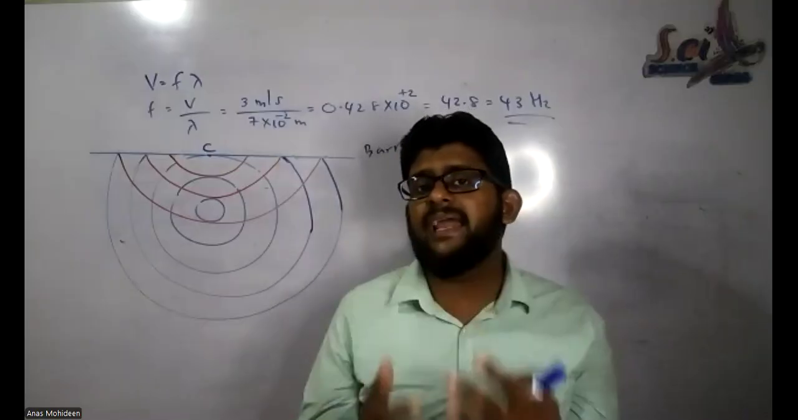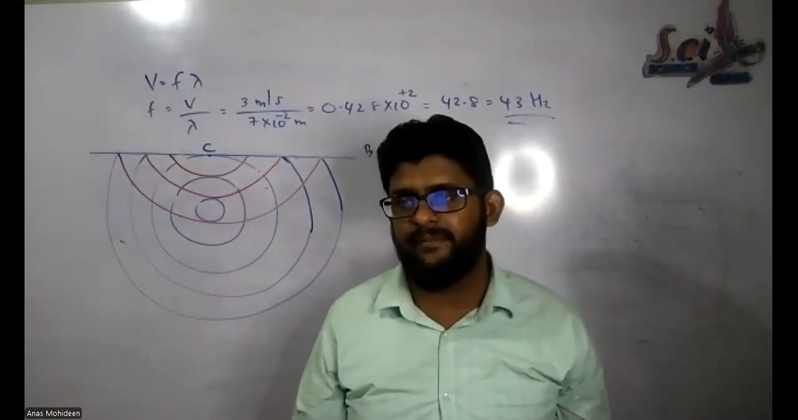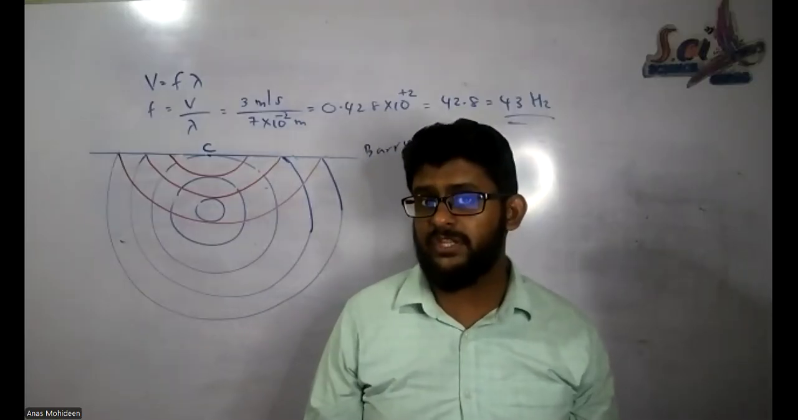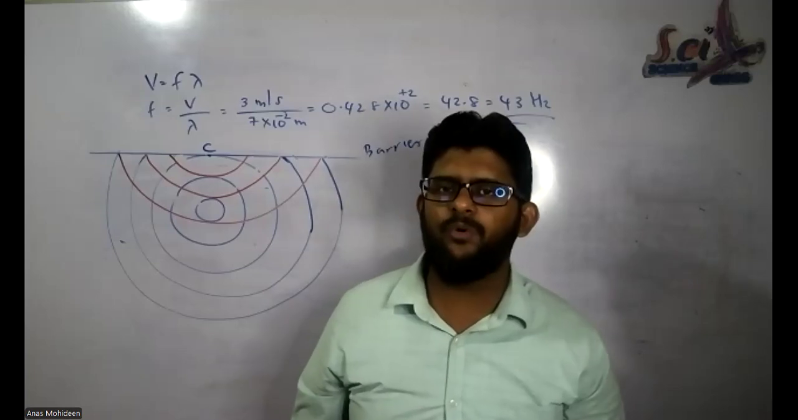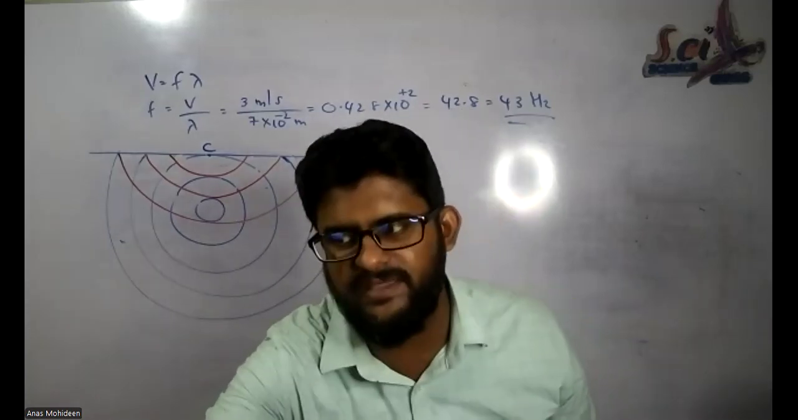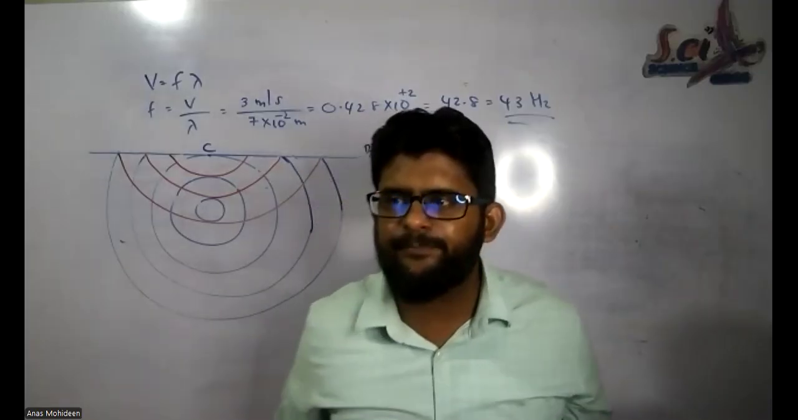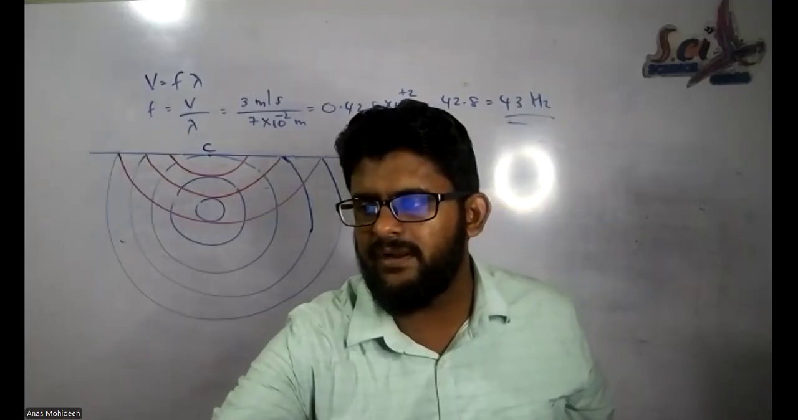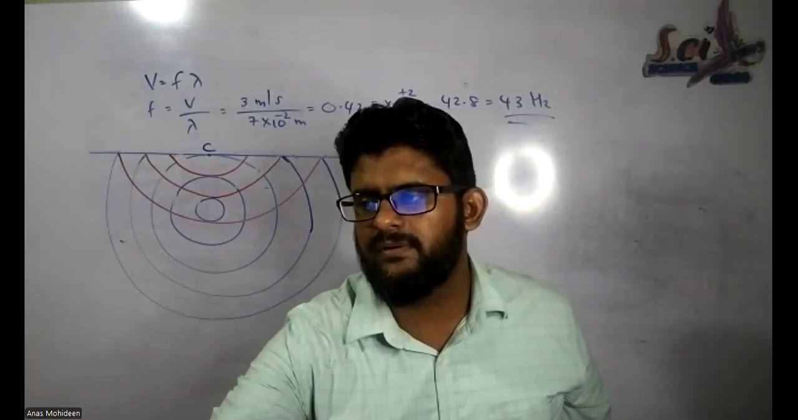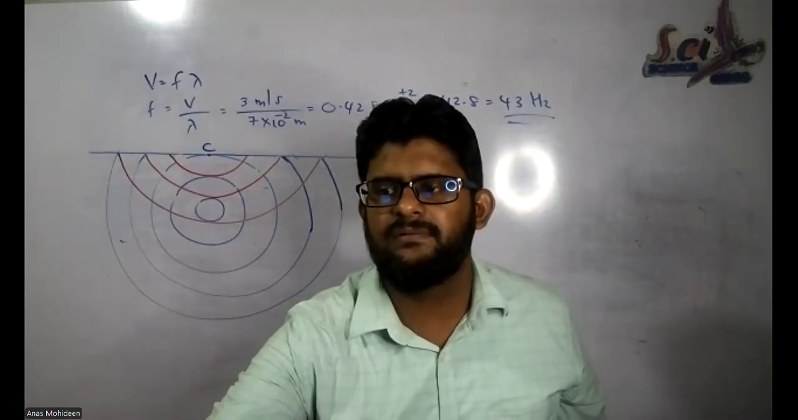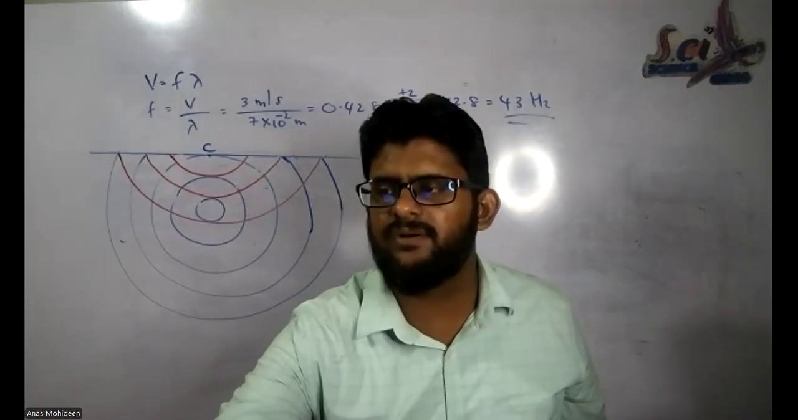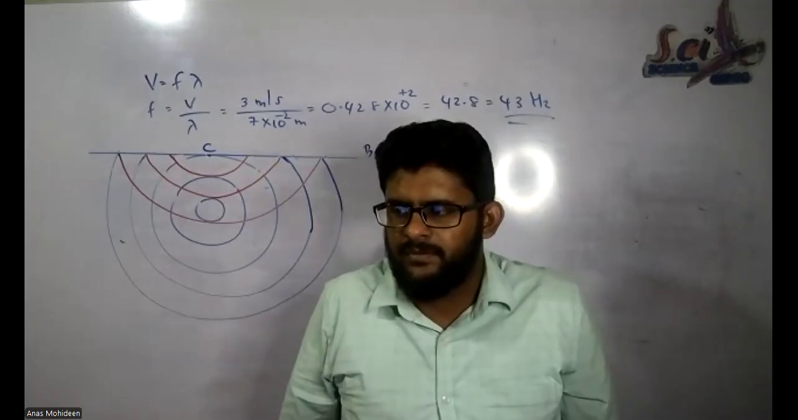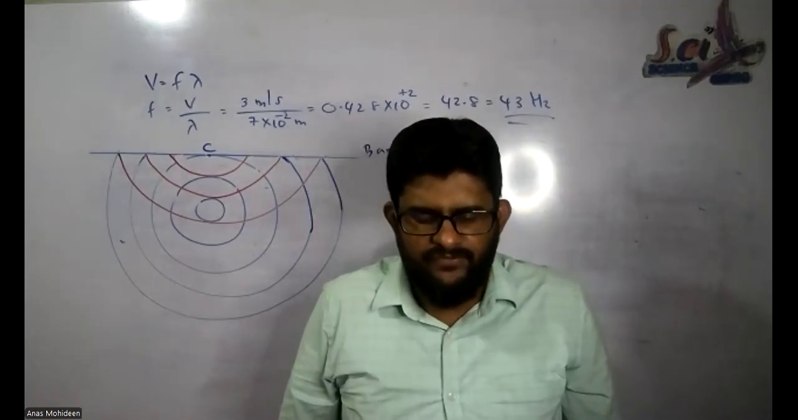What is the reason? Light travels faster than sound in air. Light travels at a speed of 3 times 10 to the power 8 meters per second, while sound travels at somewhere around 330 meters per second. So let's write there: light travels much faster than sound.